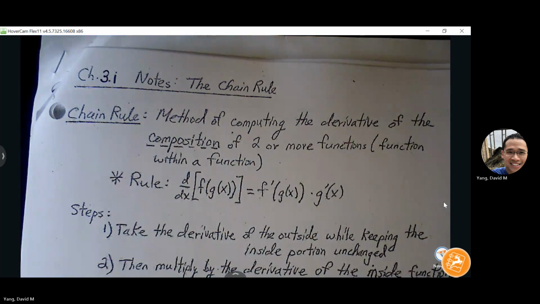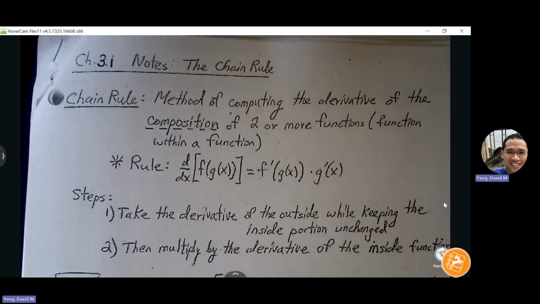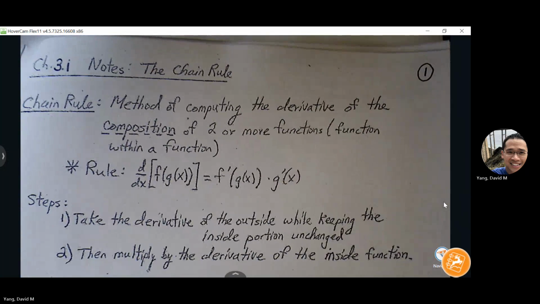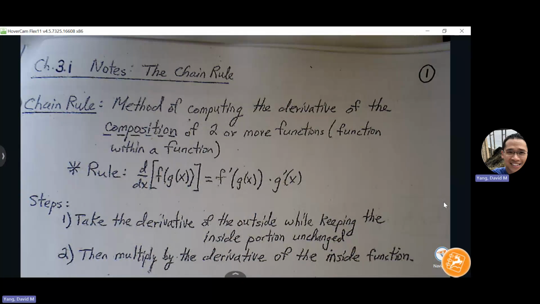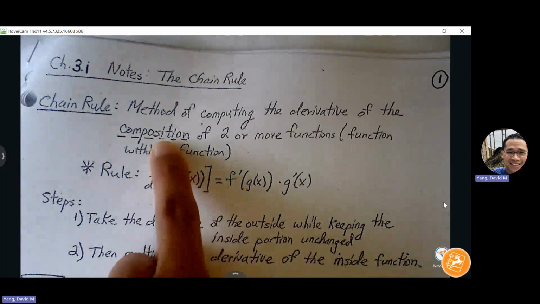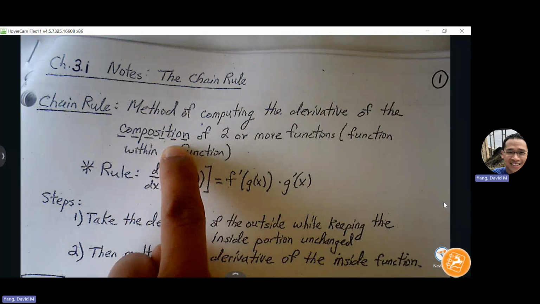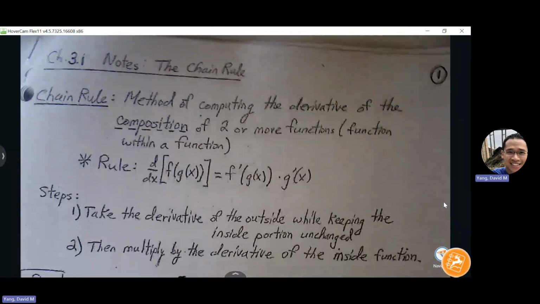Chain rule. So we talked about how we can find the derivative if we have two terms that are multiplied with each other. We go through product rule. And if we have two terms that are divided by one another, we go through quotient rule. But what if we have a function or an expression that is within another one? So composite functions. If I have a function within another one, then we go through something called chain rule.